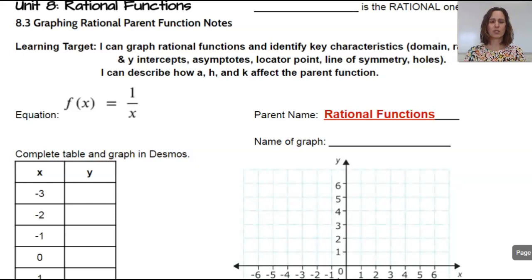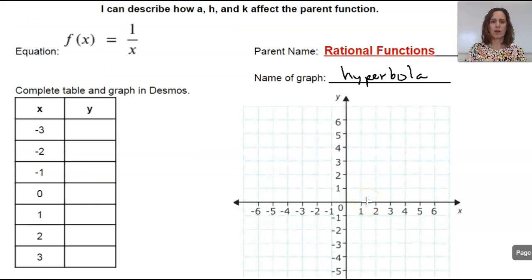So a rational function is an equation that has a fraction. The parent name is rational functions, and the name of the graph is hyperbola. So what we're going to do is plug our x coordinates into x in our equation. So we have 1 divided by -3, 1 divided by -2, and 1 divided by -1, we can simplify to -1. 1 divided by 0 is actually undefined.